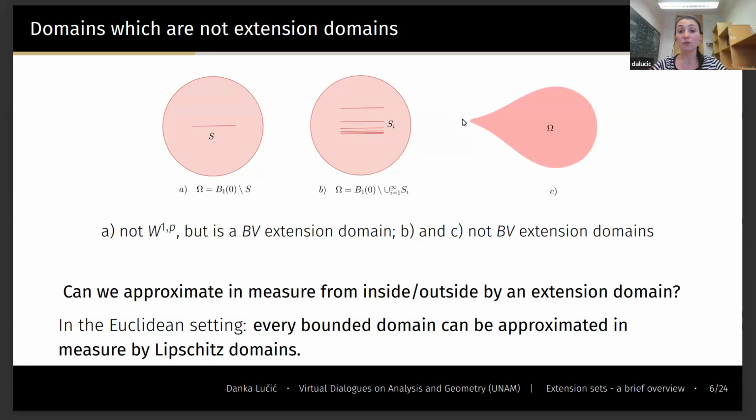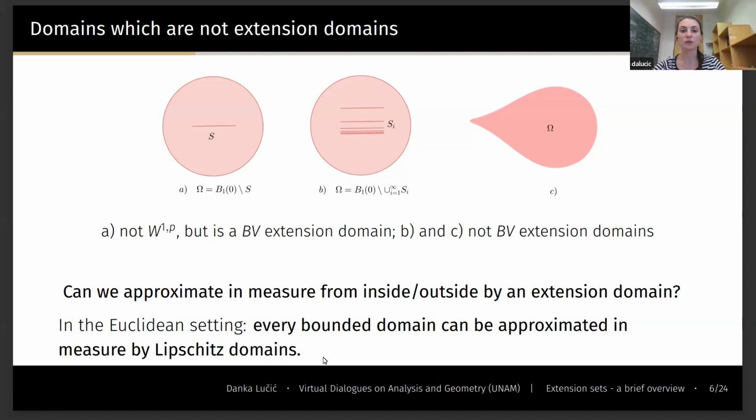So if we really want to work with domains which are not extension domains, but we still want to address some minimization problem of some functional over our domain, we can ask ourselves, can we still do something? Can we approximate maybe our domain in measure from inside or outside by an extension domain? And actually, in the Euclidean setting, every bounded domain can be approximated in measure by Lipschitz domains. So we know that we can do something like this.